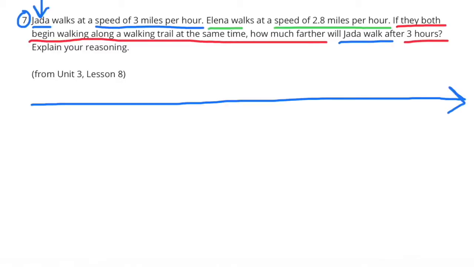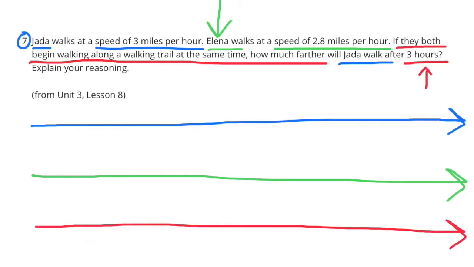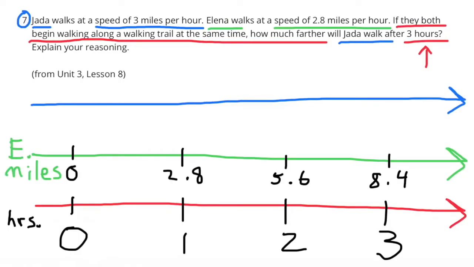This blue line will represent the distances that Jada walked each hour. This green line will represent the distances that Elena walked each hour. And this red line will represent each of the 3 hours. 0 hours, 1 hour, 2 hours, 3 hours. Since Elena walks at a speed of 2 8/10 miles per hour, we will count by 2 8/10. 0, 2 8/10, 5 6/10, 8 4/10.